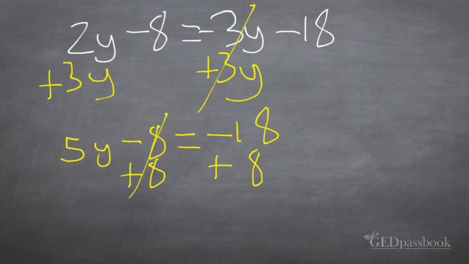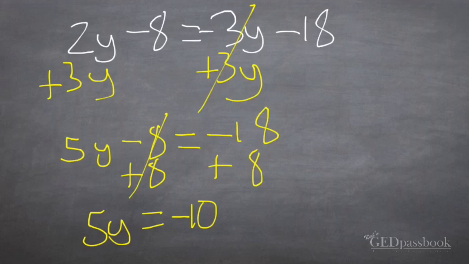So negative 18 plus 8. Think of your bank account. You have negative $18 in your account. You deposit 8 more. Your bank account isn't so bad now, but it's still in the negatives. It's negative 10. So now my problem looks like this. 5y equals negative 10. All right.